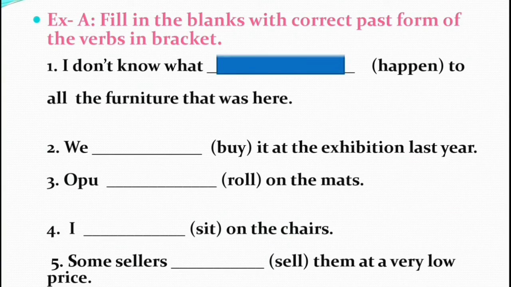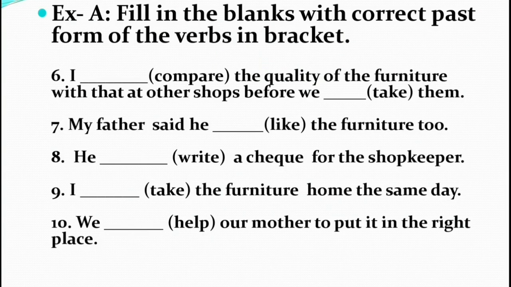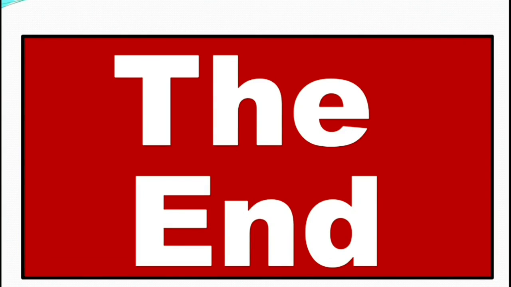So what will be the word here? Happen. You can see happen is a regular verb, so we add ed because there is the consonant letter N. So, what happened to all the furniture that was here? I have done only one for you, but for the rest of the sentences, here are 5 sentences and here is another 5. So you have to write all these 10 sentences in your copy with the correct past form of the verb. Okay, you can also take help from the rules and from the list of given verbs. I hope all of you have understood the topic properly and you will write the homework properly. Okay, that's all about our today's class.